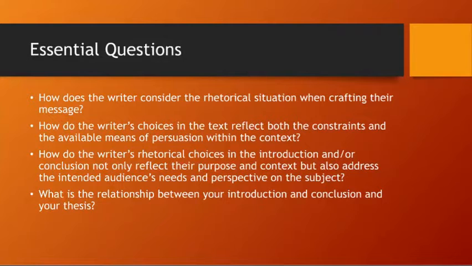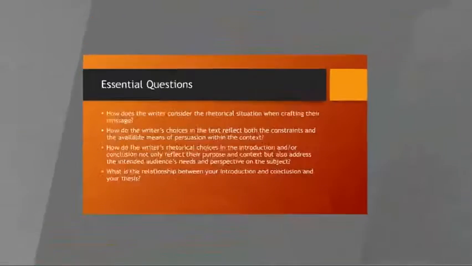Essential questions. How does the writer consider the rhetorical situation when crafting their message? How do the writer's choices in the text reflect both the constraints and the available means of persuasion within the text? How do the writer's rhetorical choices in the introduction and/or conclusion not only reflect their purpose and context, but also address the intended audience's needs and perspective on the subject? And finally, what is the relationship between your introduction and conclusion and your thesis?